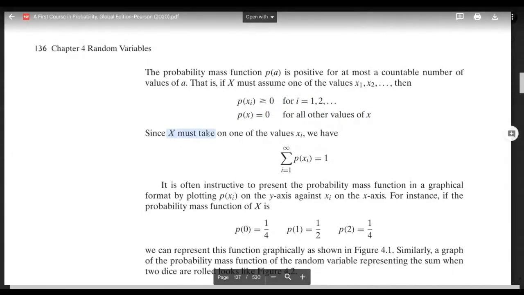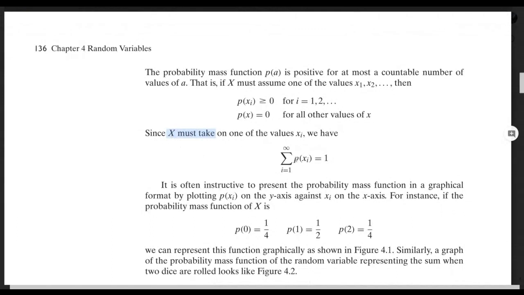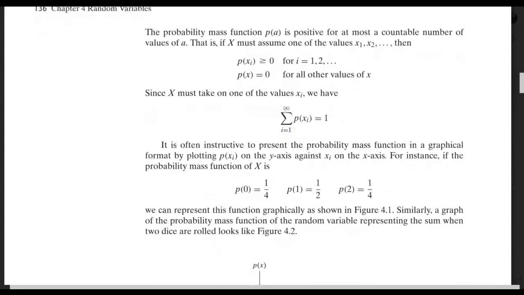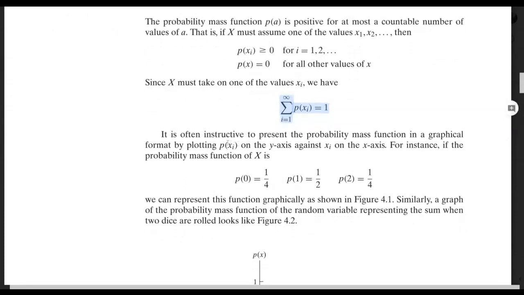Since x must take on one of the values xi, we add all the probabilities, because this is an infinite set, because countable sets are infinite sets, okay? You can keep counting 1, 2, 3, 4, you can keep going forever. So that's why you see i goes from 1 up to infinity. So all those equal 1. Let's just keep this in our head, okay? Because this is dealing with countable sets and infinitely many.